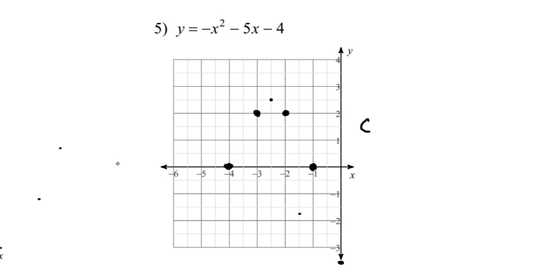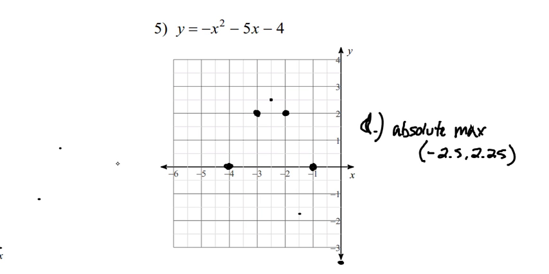So this is D. There is an absolute maximum at -2.5, 2.25. So it's going to be a little too high when I did that. That's the equation right there. All right, so hard to do on this, but okay, now we've got it drawn.